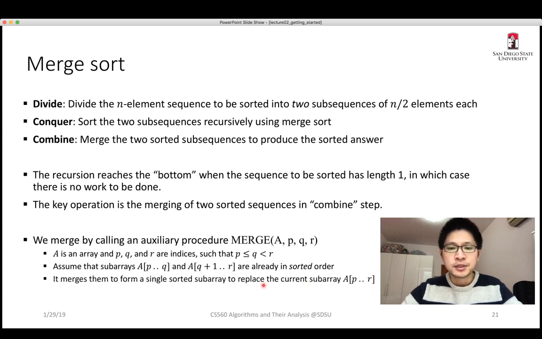Then this merge procedure will merge the 2 subarrays to form a single sorted subarray to replace the current subarray A from P to R. So this is basically an in-place operation. It merges the subarray on the left and on the right to give an outcome that replaces the original input array A.